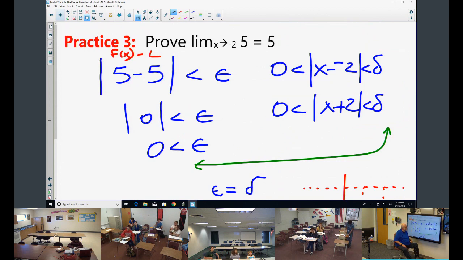All right. So if we want to find epsilon here, see that the function is 5, the limit is 5. So when you do your subtraction, the absolute value of 0 is 0. So you get 0 is less than epsilon, and here you get 0 is less than delta. And so whatever epsilon you pick, that could be delta too, or whatever delta you pick could be epsilon on this one too.